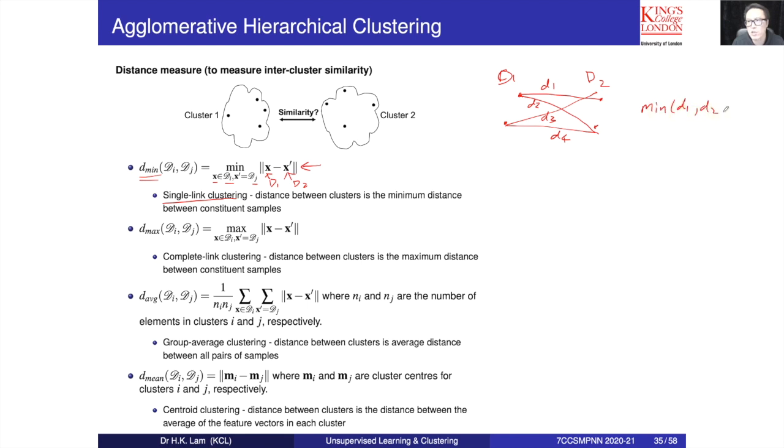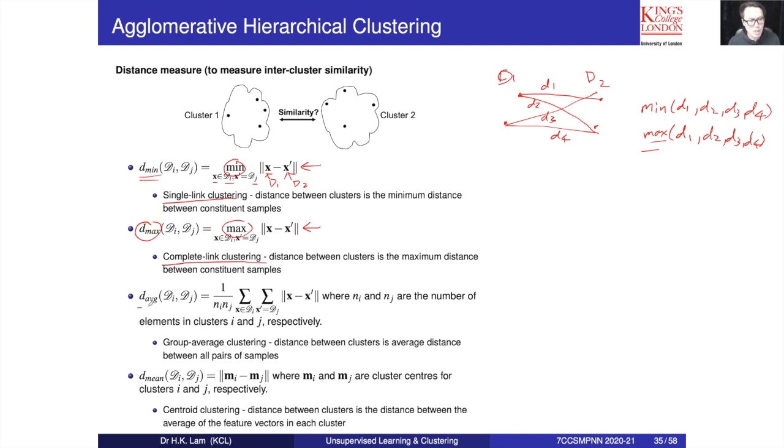Now, when we consider complete link clustering, it is the same thing. We find all the combinations between the samples of the two clusters. But instead of finding the minimum distance, we find the maximum distance, that is, the maximum among d1, d2, d3, d4. This value will be the distance.